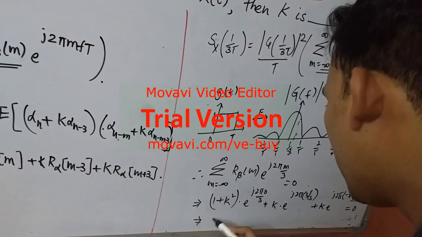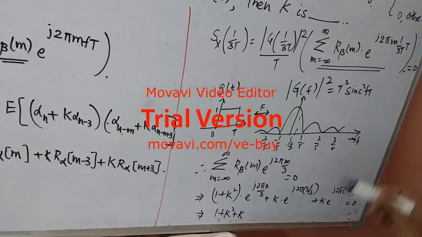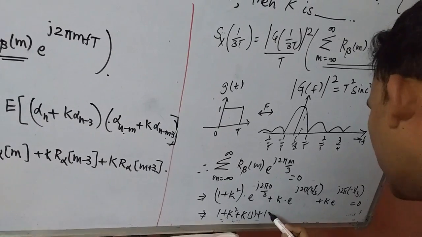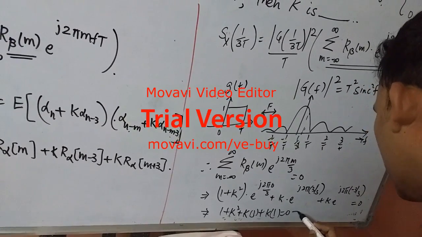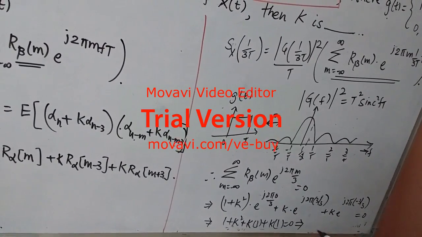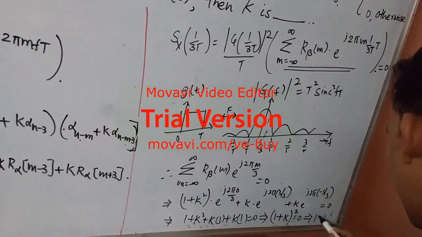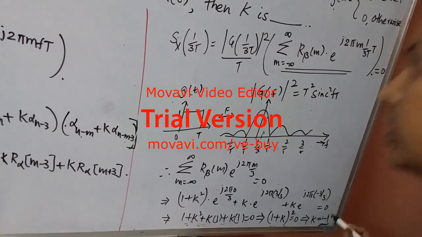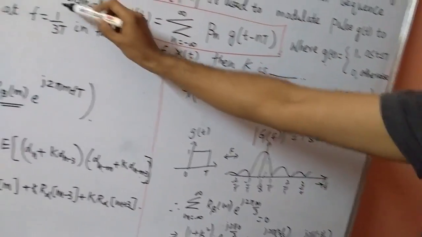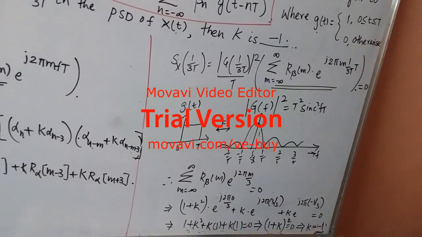This implies 1 plus k square plus k into e power of 2 pi. e power of 2 pi times e power of minus 2 pi is nothing but 1, so this is equal to 0. This implies 1 plus k square plus k into (1 plus 2k plus k square), so that (1 plus k) whole square equals 0. This implies k equals minus 1. So the value of capital K which makes the power spectral density of capital X of t at f equal to 1 by 3t zero is k equal to minus 1.